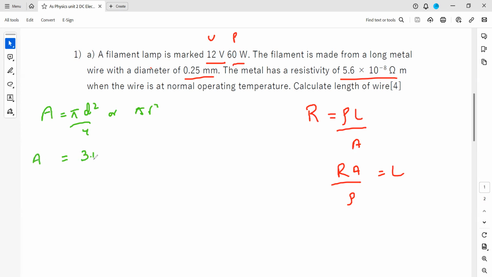But the diameter is given in millimeter, it should be in meter, the SI unit. So 3.14 times 0.25. If you want to convert the millimeter into meter, we divide by 1000 or 10 power minus 3, that will be squared, and then the whole is divided by 4. This will give us a cross-sectional area.